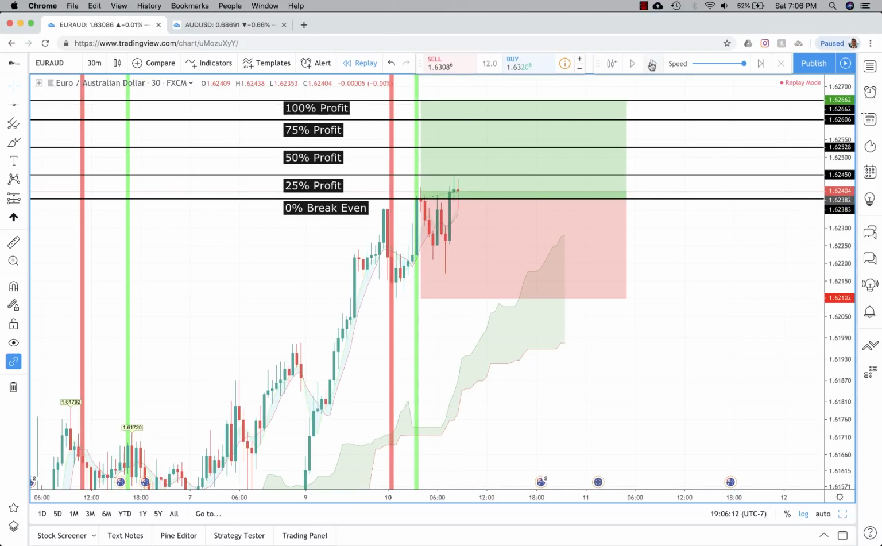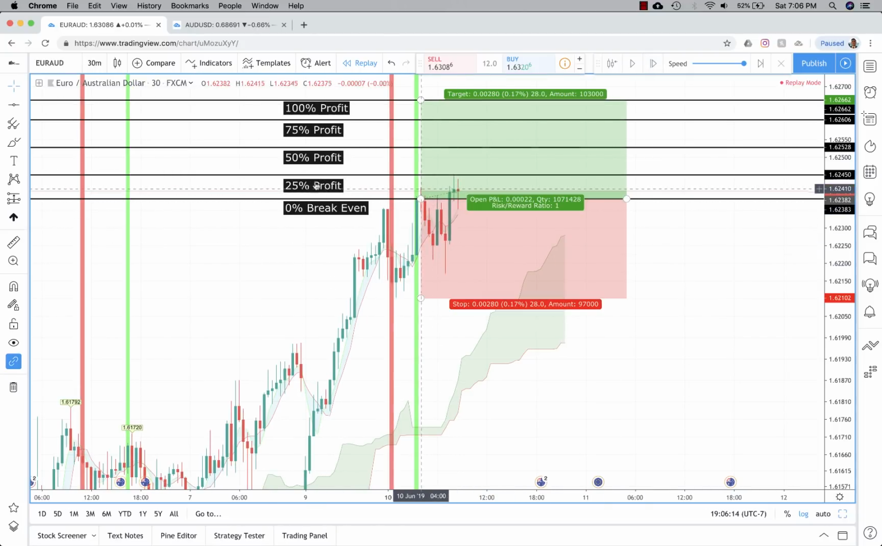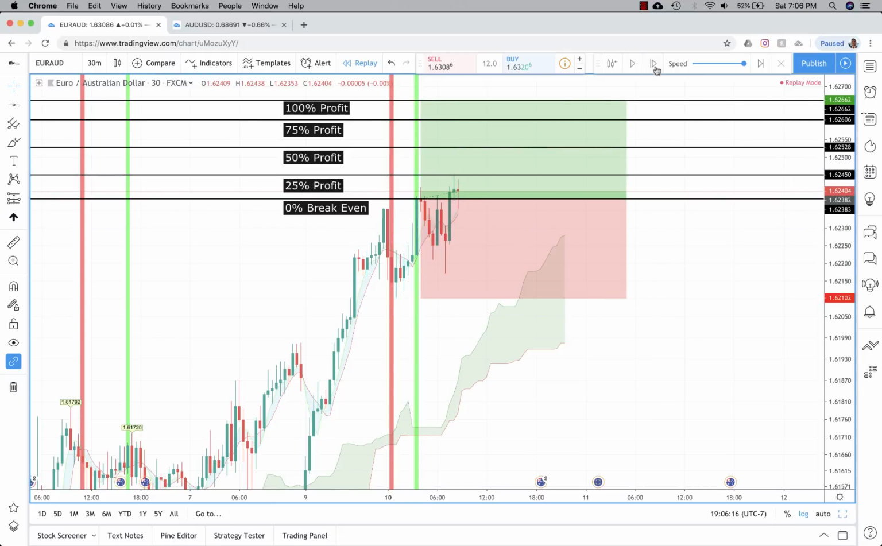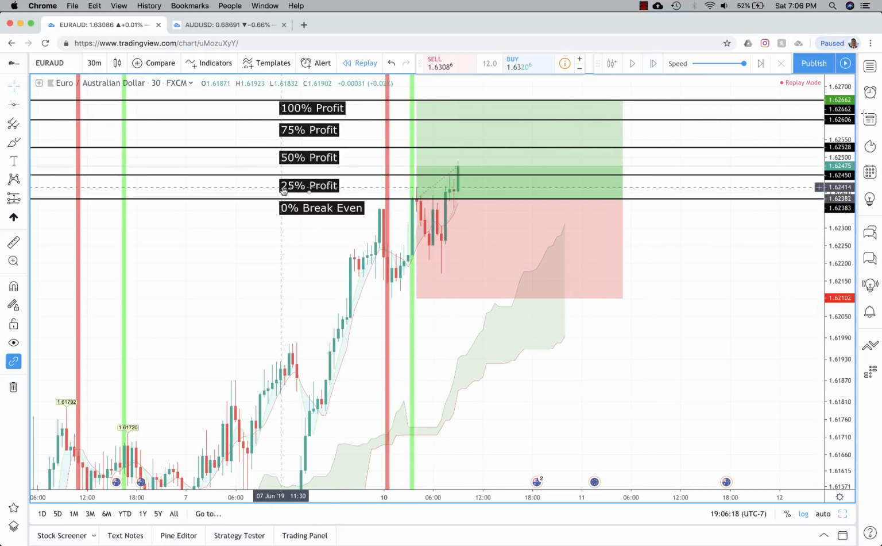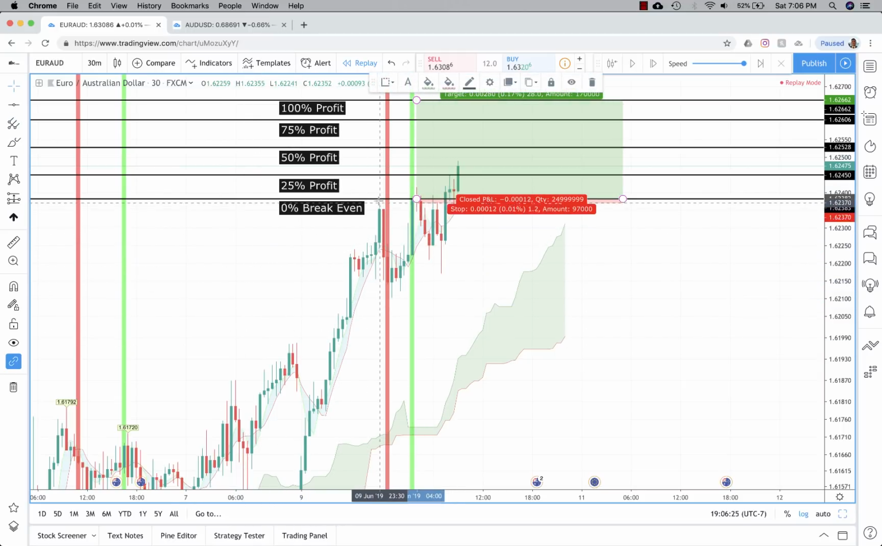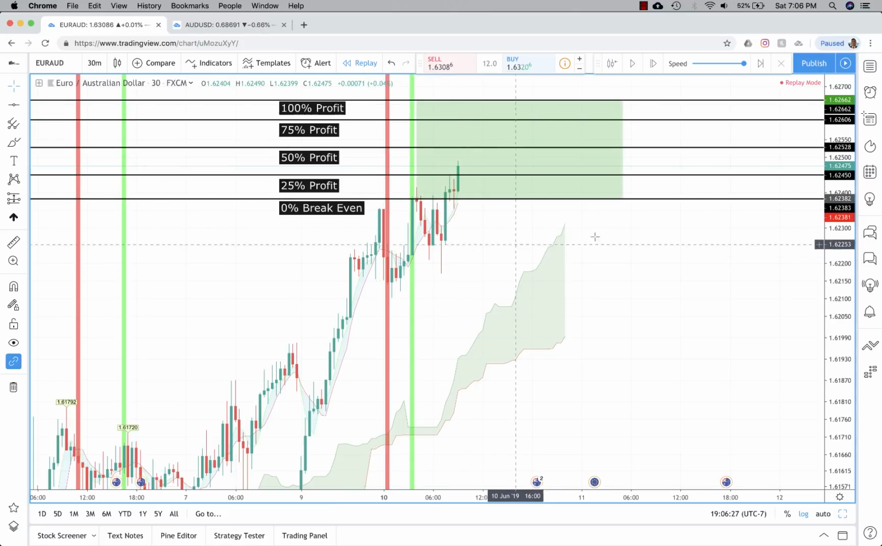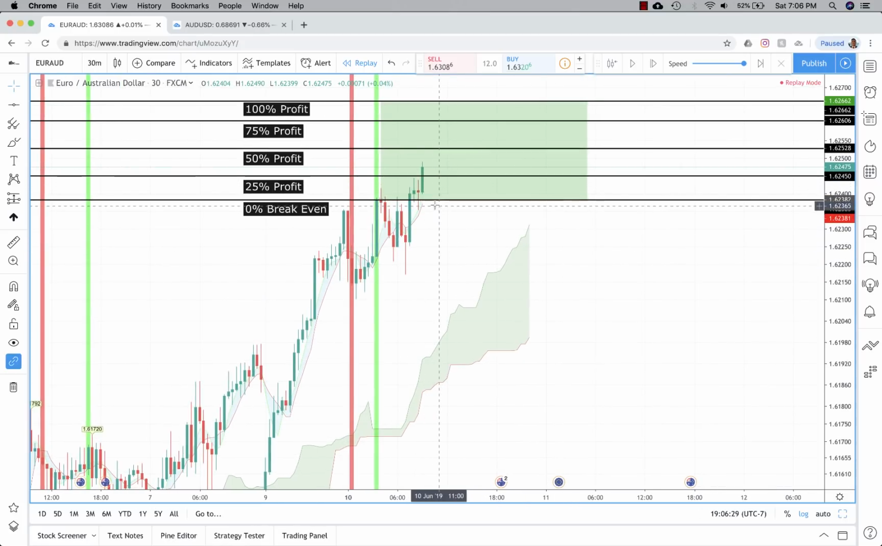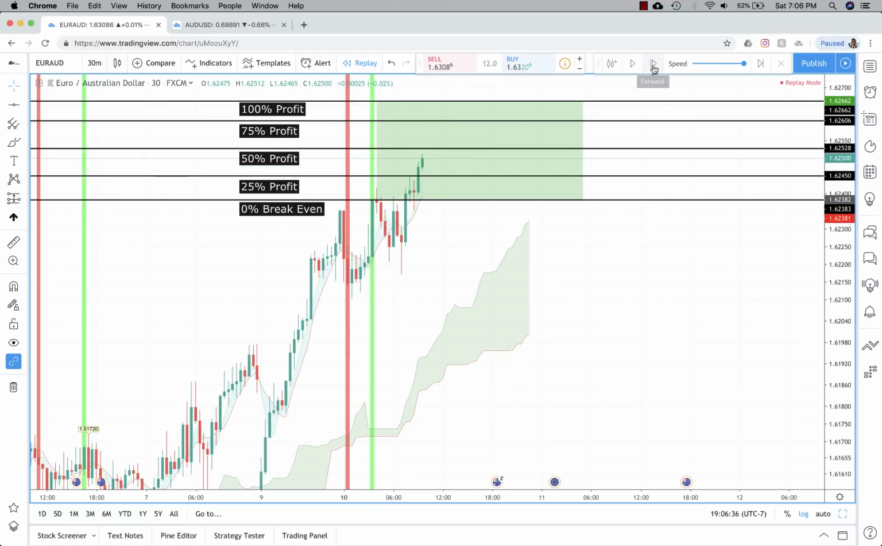Probably on the next candle you would, actually it's too close, so you probably wouldn't have hit that. So here we go. We've hit 25%. You could move your stop loss from back here all the way up to break even. So now you have no loss. If it comes back, you'll just break even. You won't win anything. But everything here is profit. So let's keep following it.